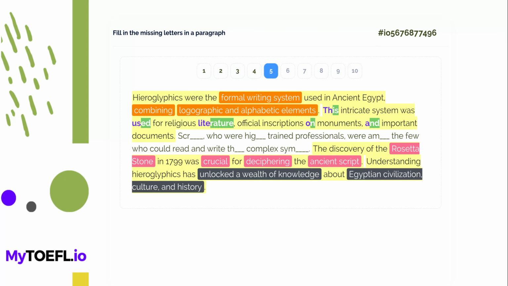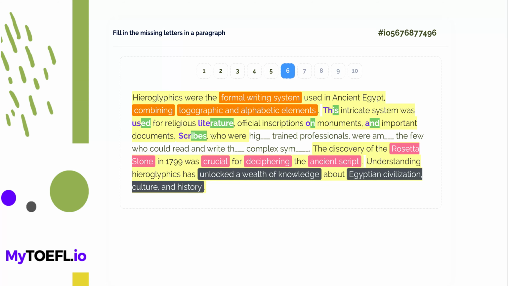Let's proceed to the next sentence and the sixth blank. Blank, who were. The question provides the letters S, C, and R and contains four spaces. This sentence introduces a group of people who were highly trained professionals and could write. In ancient Egypt, the specific term for people employed to write documents is required here. Based on the context and the given letters, the correct noun is scribes.